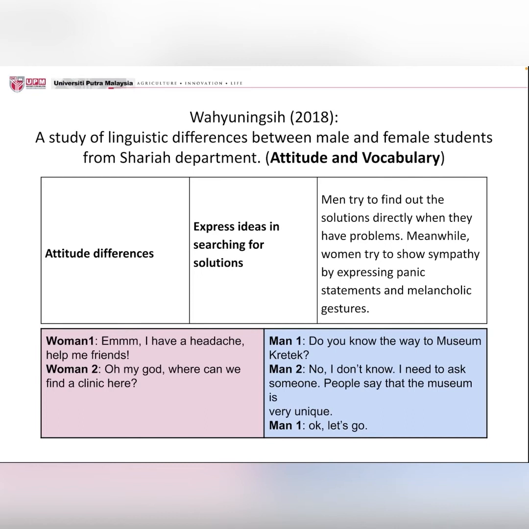gestures. For example, let us see how women interact with other women when they are facing a problem. For example, "I have a headache. Help me, friends. Oh my god, where can we find a clinic here?"